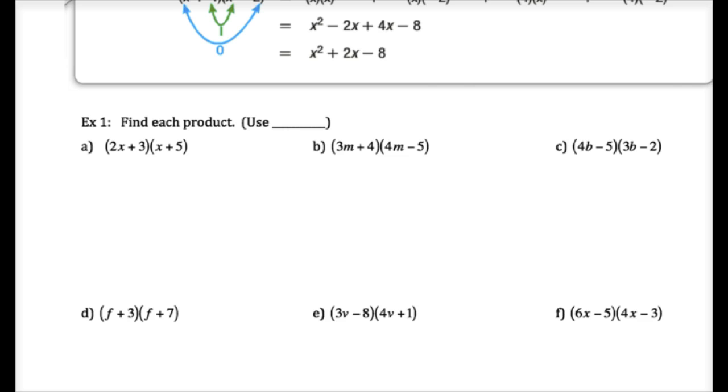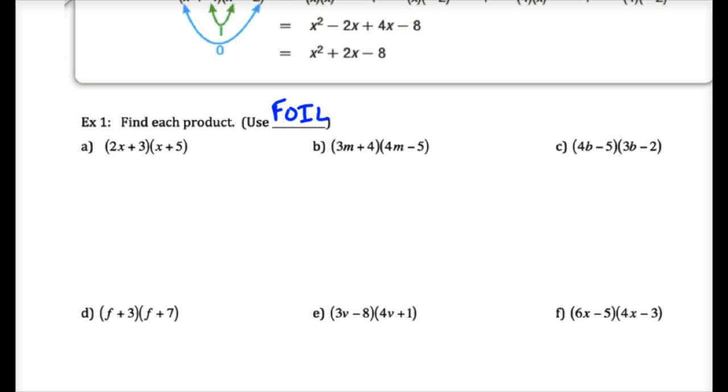All right, find each product. Does everybody agree the 6 problems down here at the bottom, all they are is two binomials that you're multiplying together? That's when you use, what's it called? FOIL.